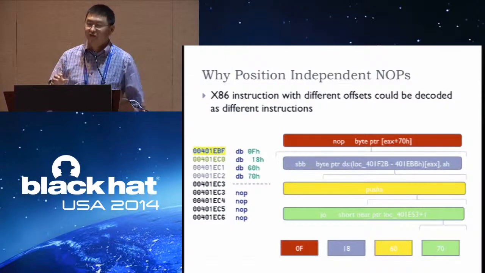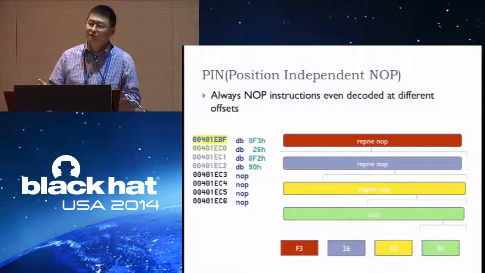For x86, with a different offset, you will decode a different instruction. For this one, if you decode from offset 0, it's a NOP, but if you decode from offset 1, it's a totally different instruction. If you use this kind of bytes, your shellcode could crash or something bad could happen. So is it possible to get position-independent NOPs? That means you have 4 different bytes, but whichever offset you use, you always decode a NOP. Here's one example: F3 26 F2 90. Whatever the offset is, you always decode a NOP.